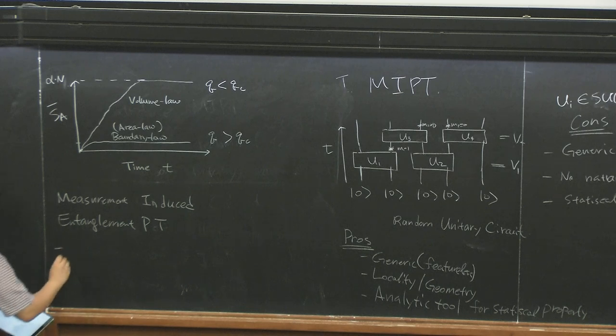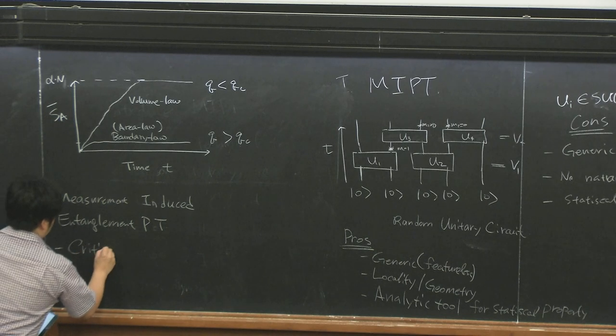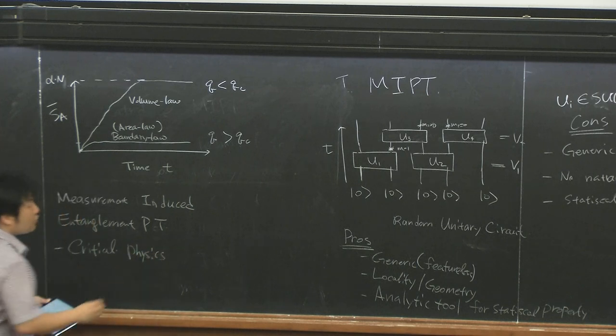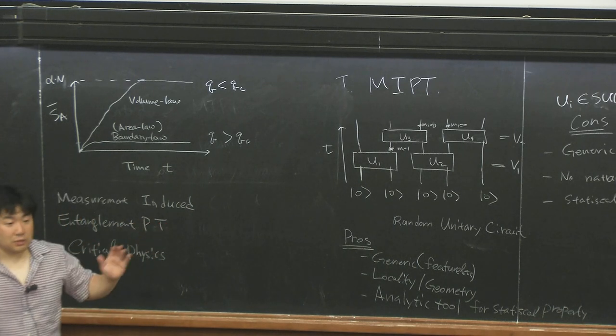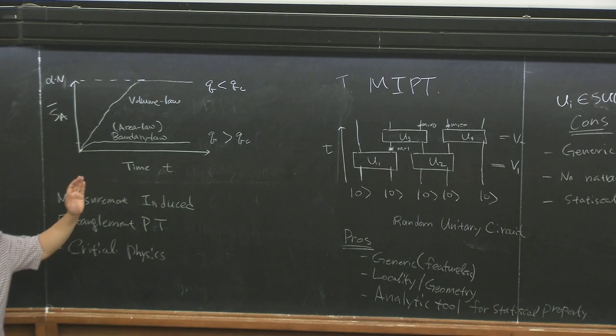This is interesting because this is literally new critical phenomena, critical physics, that occurs in the space of random unitary measurement. This interplay is very interesting. This is not coming from the equilibrium systems. This is occurring in the intrinsically dynamical systems.